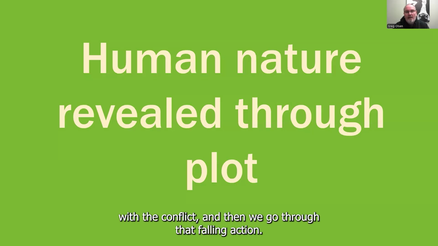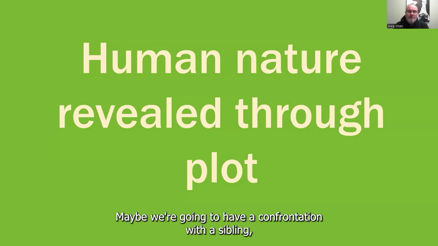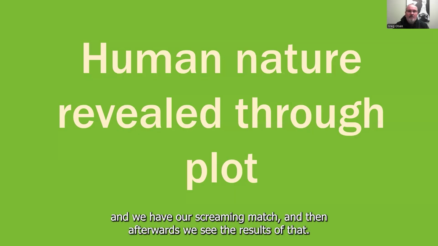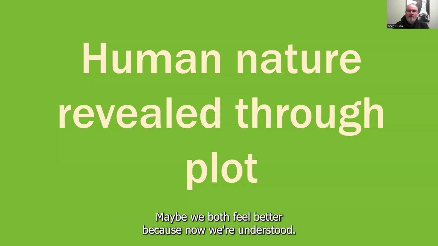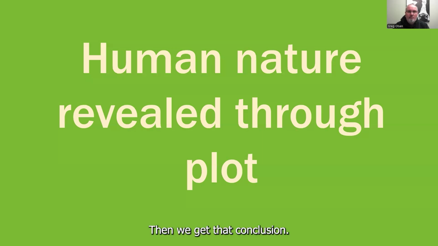And then we go through that falling action. We look at the results of the conflict. Maybe we're going to have a confrontation with a sibling and we have our screaming match. And then afterwards, we see the results of that. Maybe we both feel better because now we're understood, or maybe it leads to one person storming off. Then we get that conclusion. Maybe we leave and we shake hands. Maybe the other person, because they stormed off, you say, that's it, I'm not going to reach out anymore. And that's the conclusion. So a story really is showing this human nature.